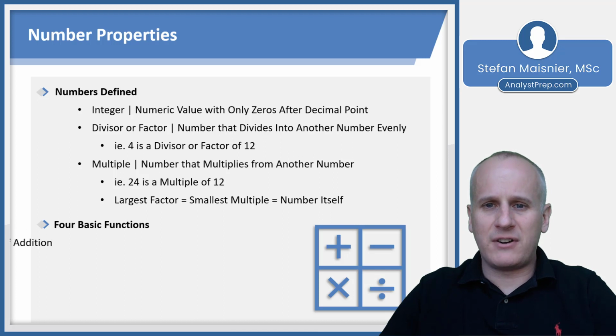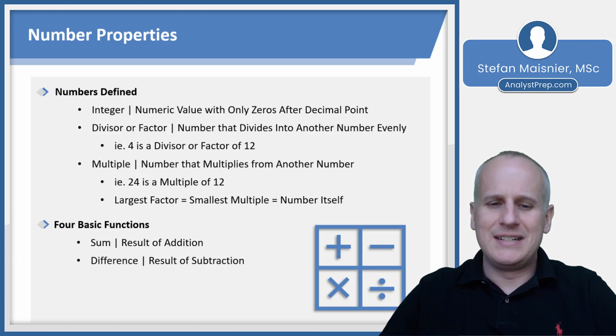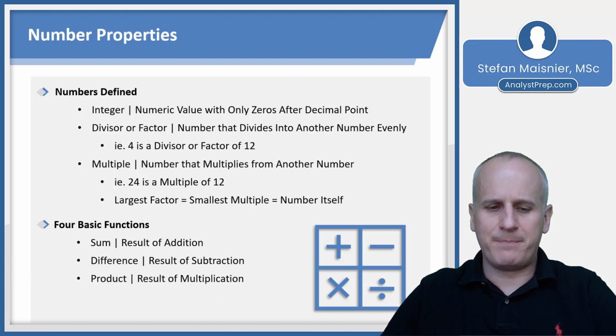Our four basic functions are defined as such. The sum is the result of addition. The difference is the result of subtraction. The product is the result of multiplication, and your quotient is the result of division.